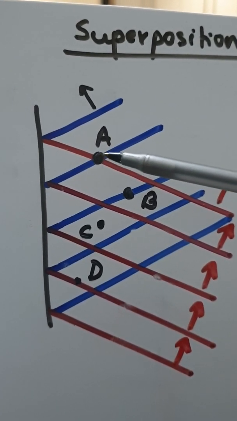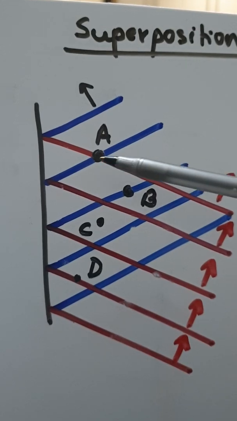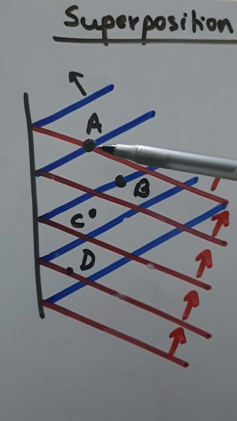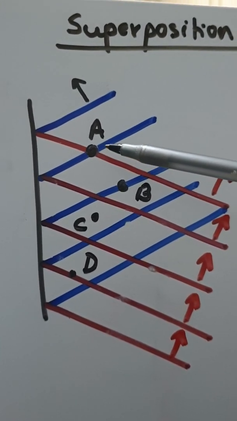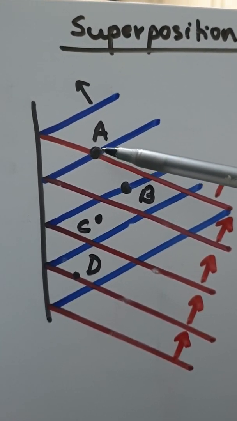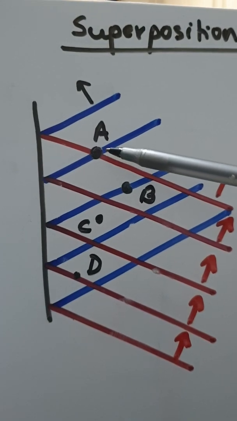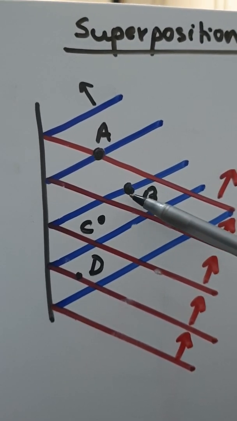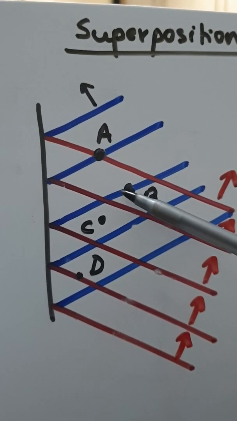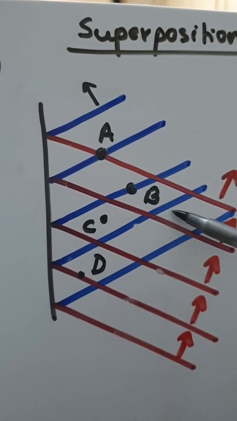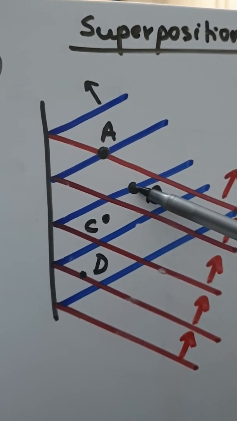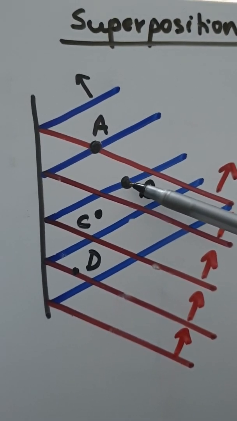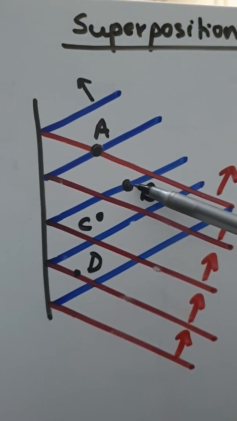So position A is where a crest of one wave, the blue wave, interferes with the crest of the other wave. So this is constructive interference, and the wave over here will be of large amplitude. B is where you have the crest of the blue wave interfering with the trough of the red wave. So this is where a crest and a trough interfere. They're going to cancel each other, so it's going to be undisturbed.